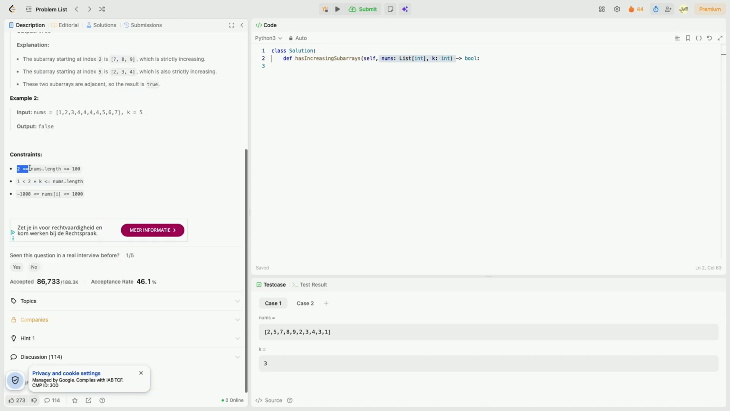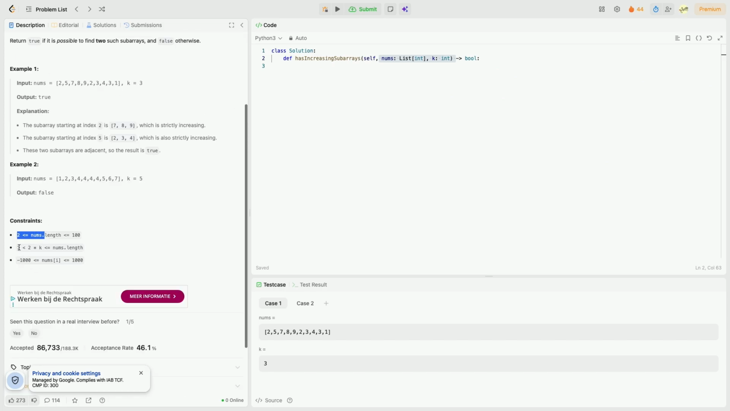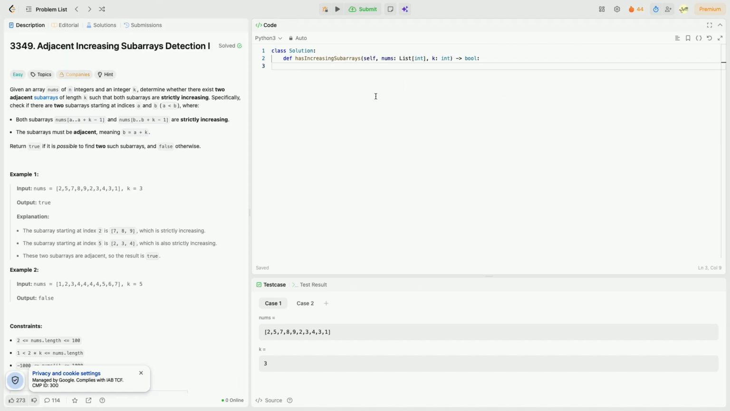Interesting, and we know that we are given at least two elements in our nums array, and k is going to be... well, k is going to be any number, but it's going to be larger than 1 and smaller than the length of the array divided by 2. The numbers can be positive and negative. Cool. How could we approach this?